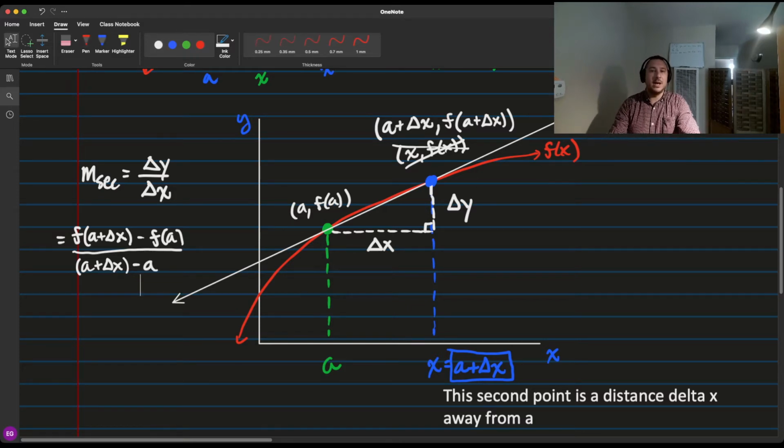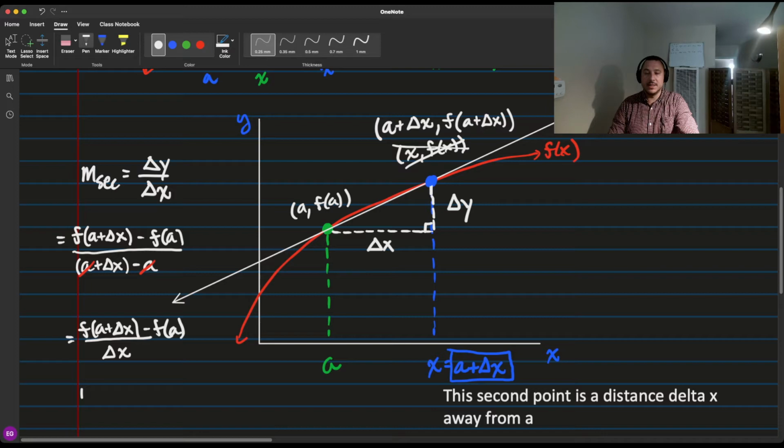Now, looking at that denominator, what can we do with it? Yeah, exactly. The a's cancel and we just get delta x on the bottom. So we get f of a plus delta x minus f of a, over delta x. This is the more common formula of the difference quotient. It's the same as the other formula I gave you above, just written a different way.